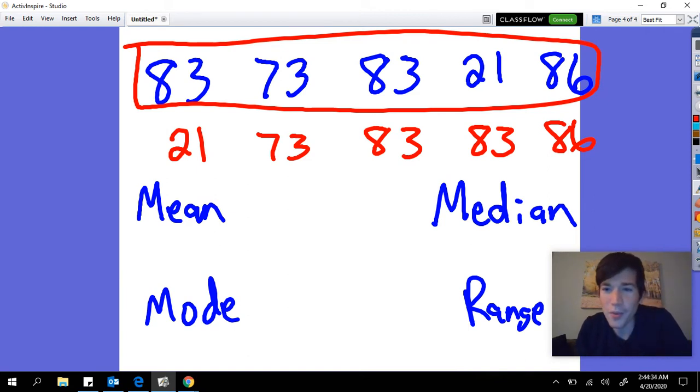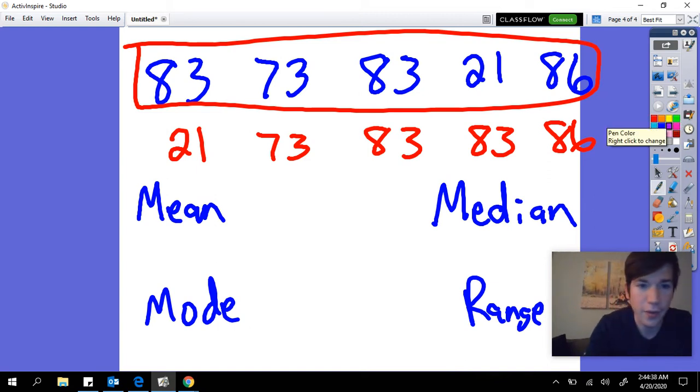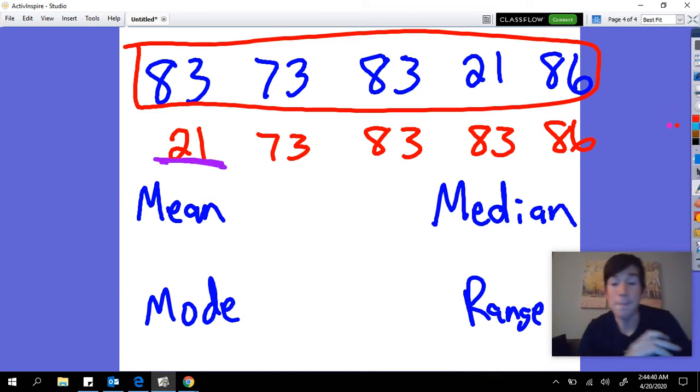Now, the first thing I notice about my data set here is that I have 4 numbers that fit together, and then I have 1 number that seems very different, which would be this one. Anytime you have a number that is very different, we call that piece of data our outlier. So 21 would be an outlier here, and we're going to talk more about outliers as we go on throughout the week.